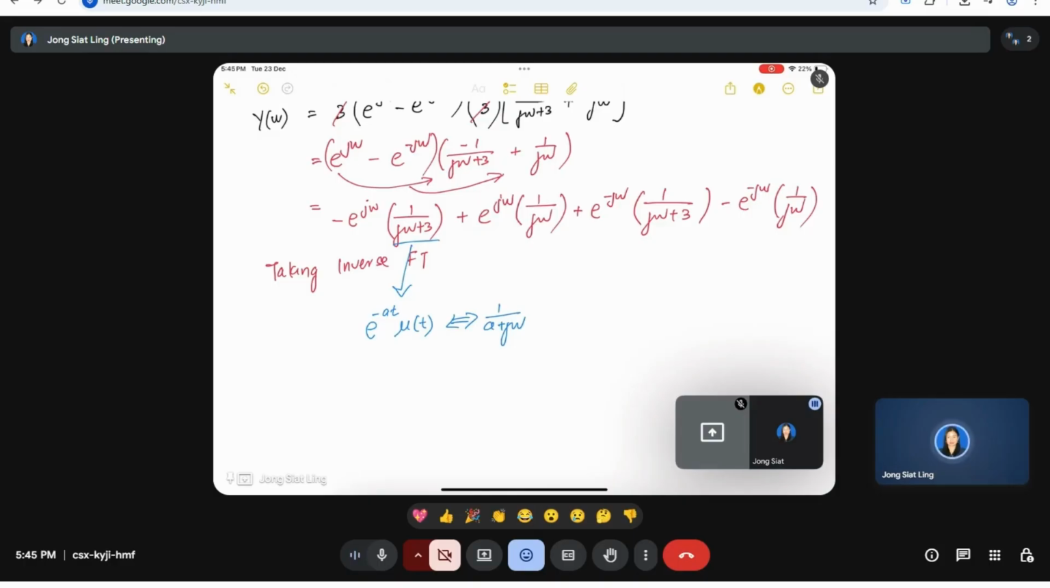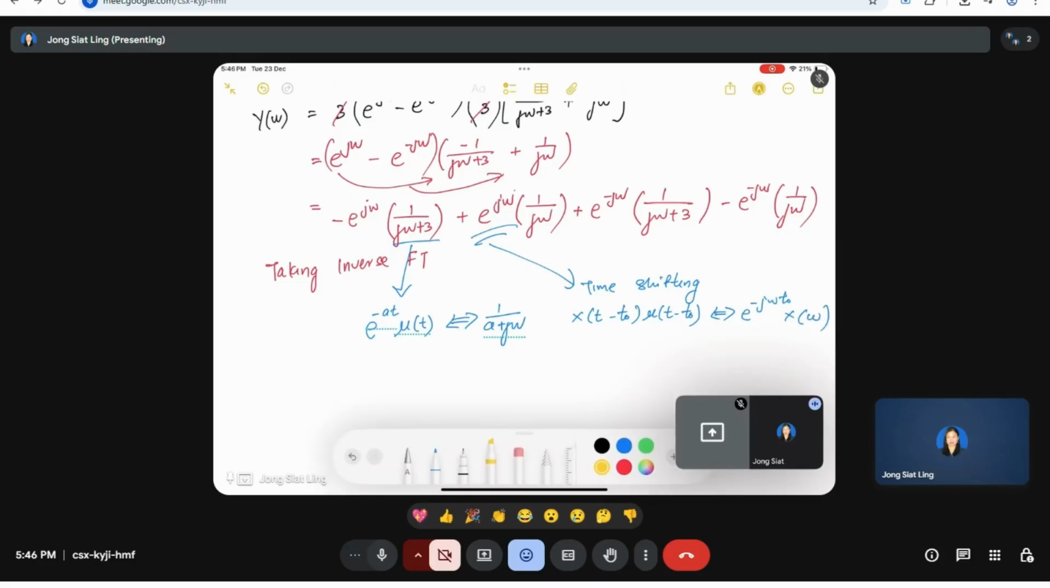Okay, then what about this one? What about this part? This part, I can take the shifting. This one is the time shifting, in which x(t minus t naught), u(t minus t naught), then for Fourier transform, this one is exponent minus j omega t naught X(omega). That's why if you look at here, if you compare this one with this one, so it is the time shifting.